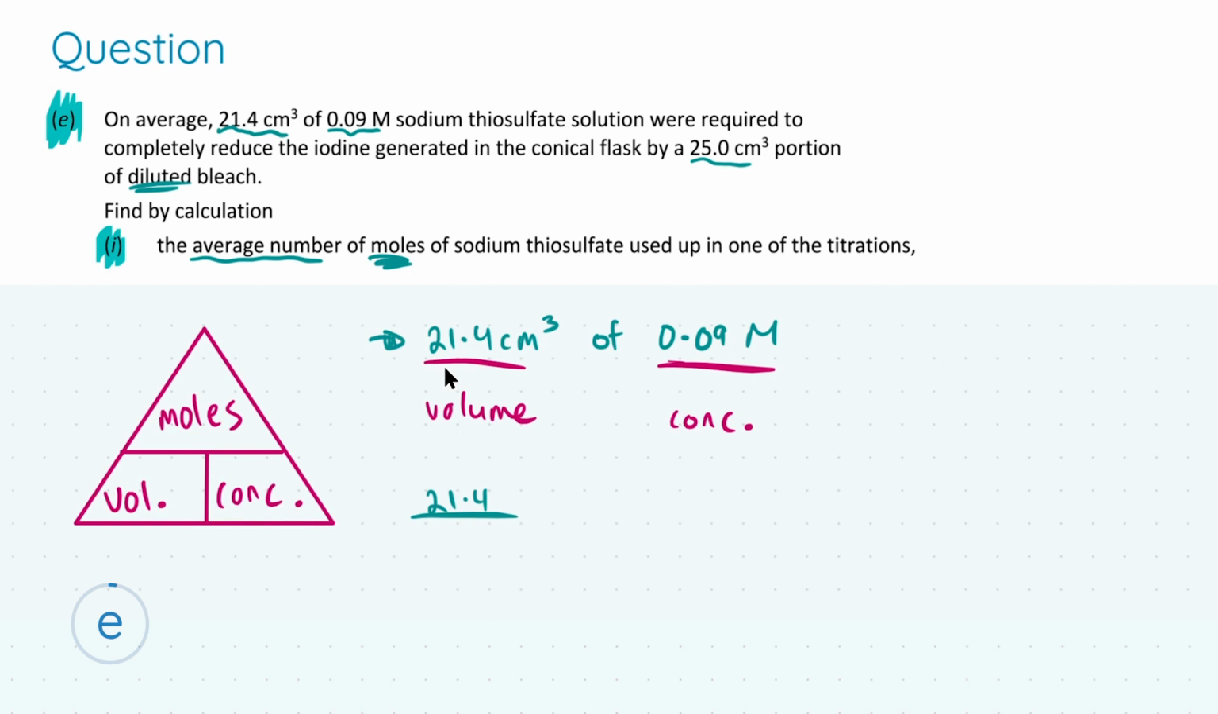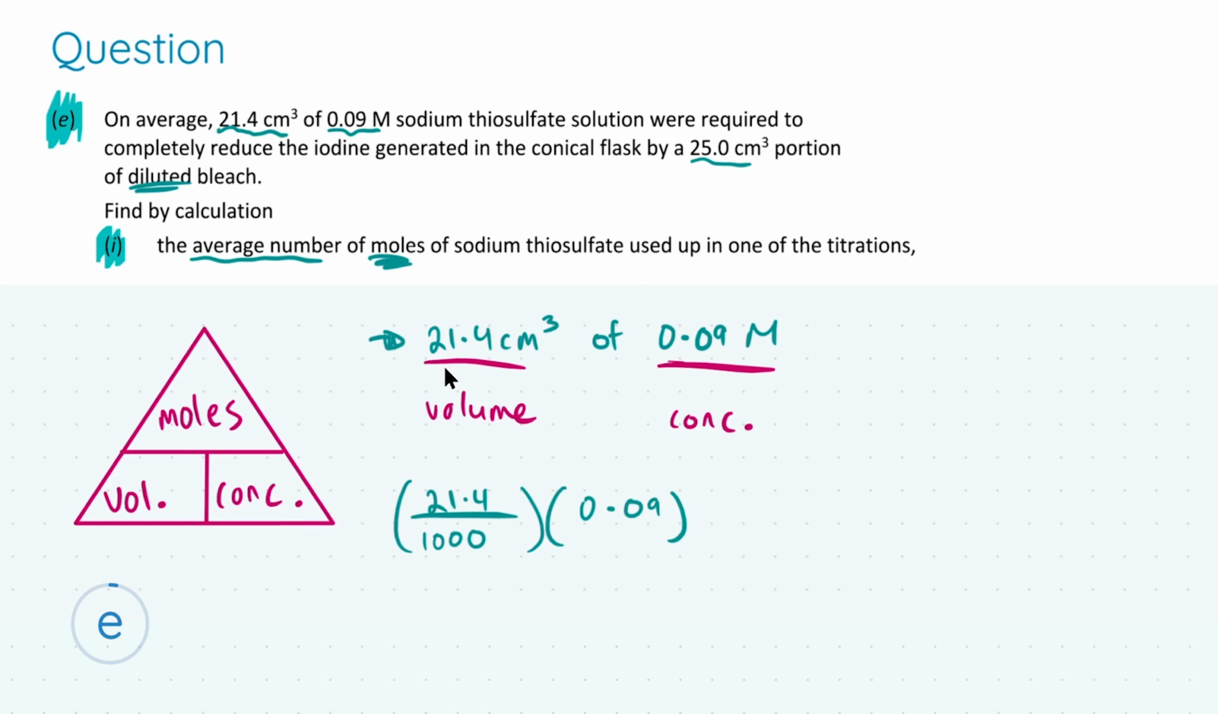So there's 1,000 centimetres cubed in a litre, so whenever we're working with this volume, we want to make sure that it is in litres. To convert our centimetres cubed into litres, we're going to divide by 1,000, and that's our volume. Then we're going to multiply this by our concentration, 0.09 moles, and then all we have to do is put this into our calculator to get the average number of moles of our sodium thiosulfate.